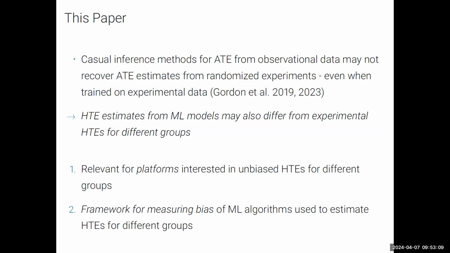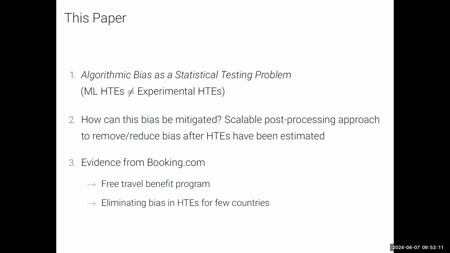But if you agree on this type of frame, then I believe that we can think about this paper in this way, right? So we define algorithmic bias as a statistical testing problem. It is essentially this inequality, okay?